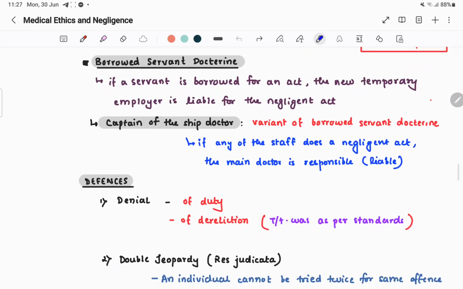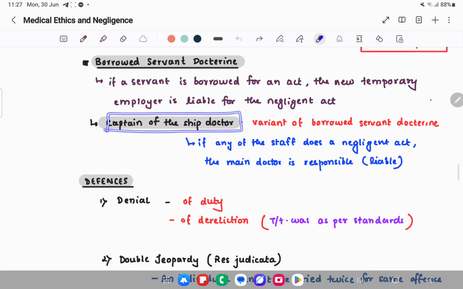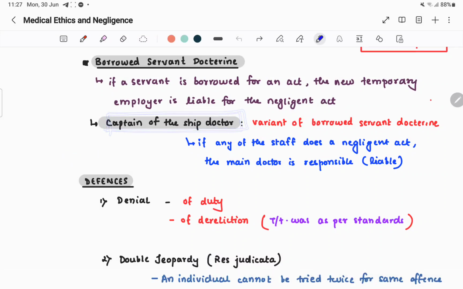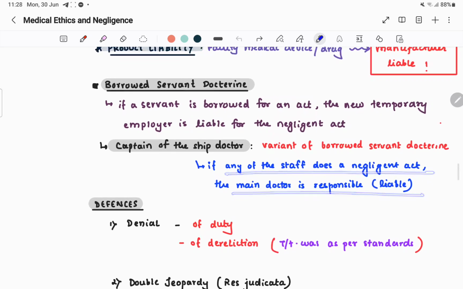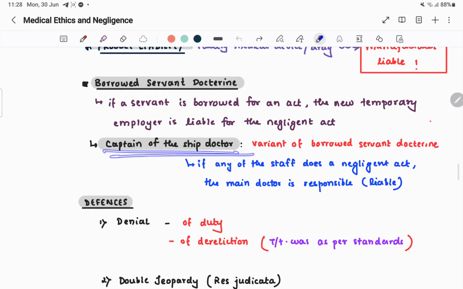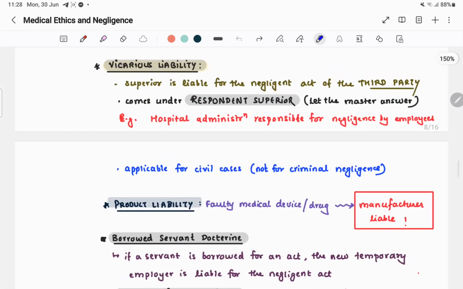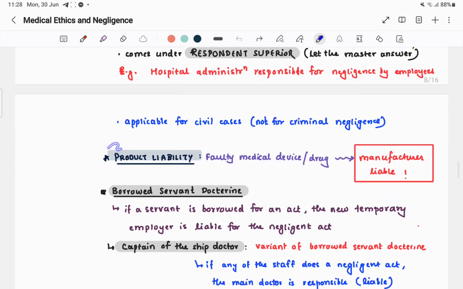Okay. Captain of the ship doctor. Who is the captain of the ship doctor? This is a variant. If any staff does a negligent act, the main doctor is responsible. If the intern does an act, then the HOD will be responsible. Captain of the ship: who is the captain, who is the superior one? Like that. So you have to know the terms. Vicarious liability. All are used interchangeably. You have to know the exact lines.